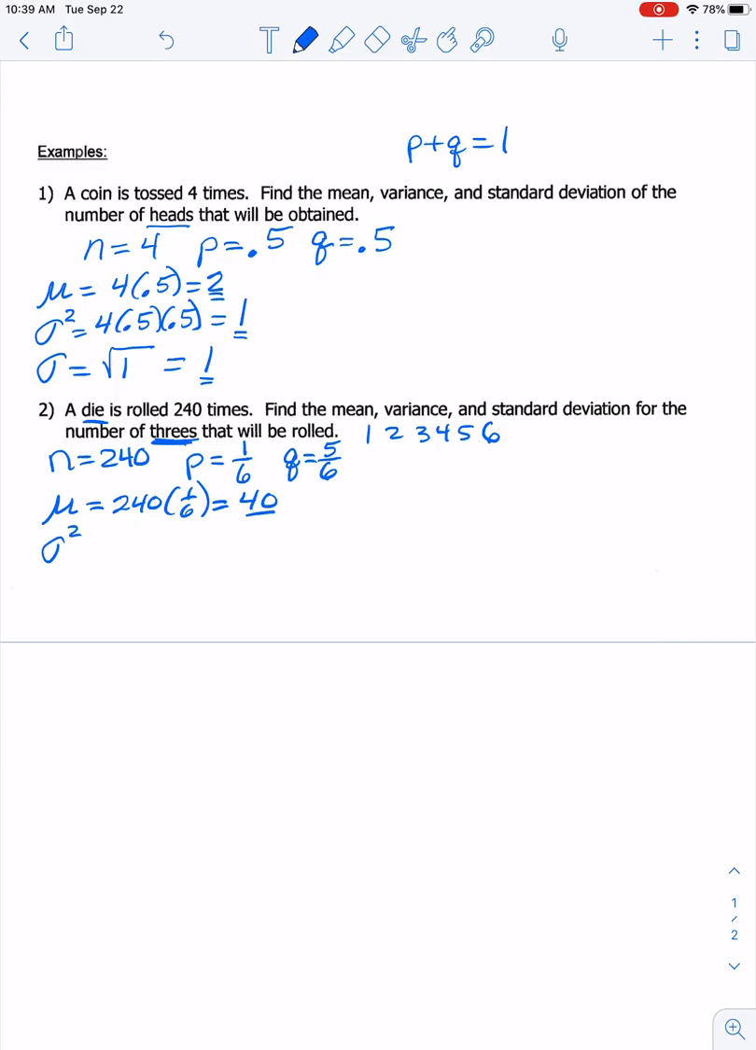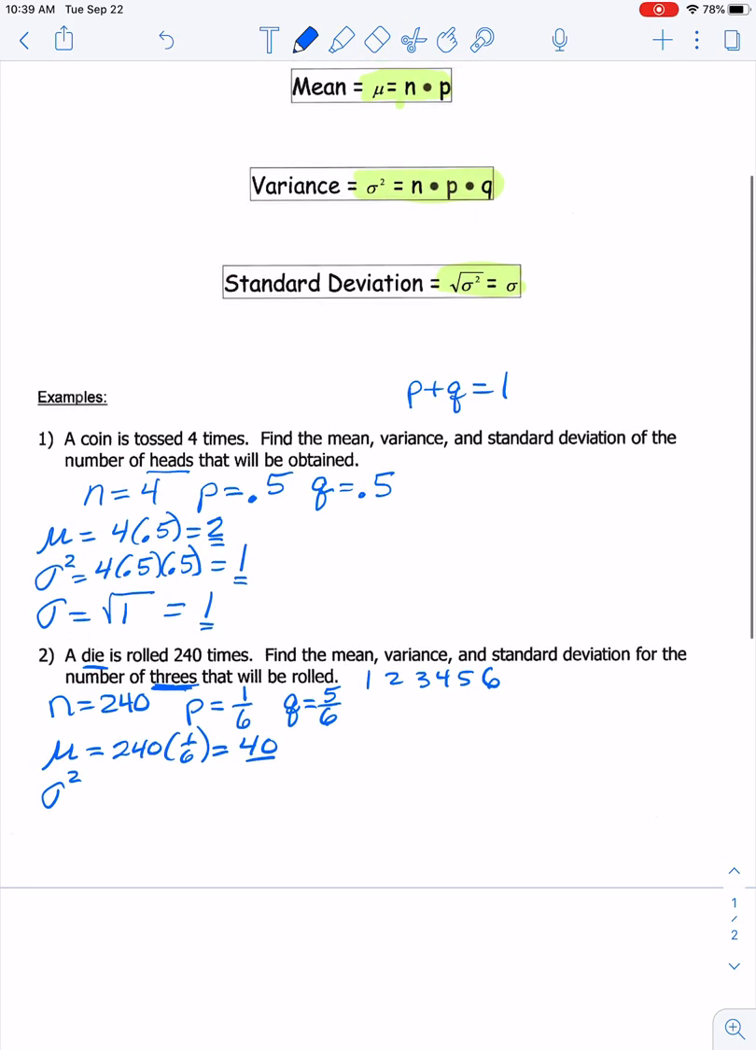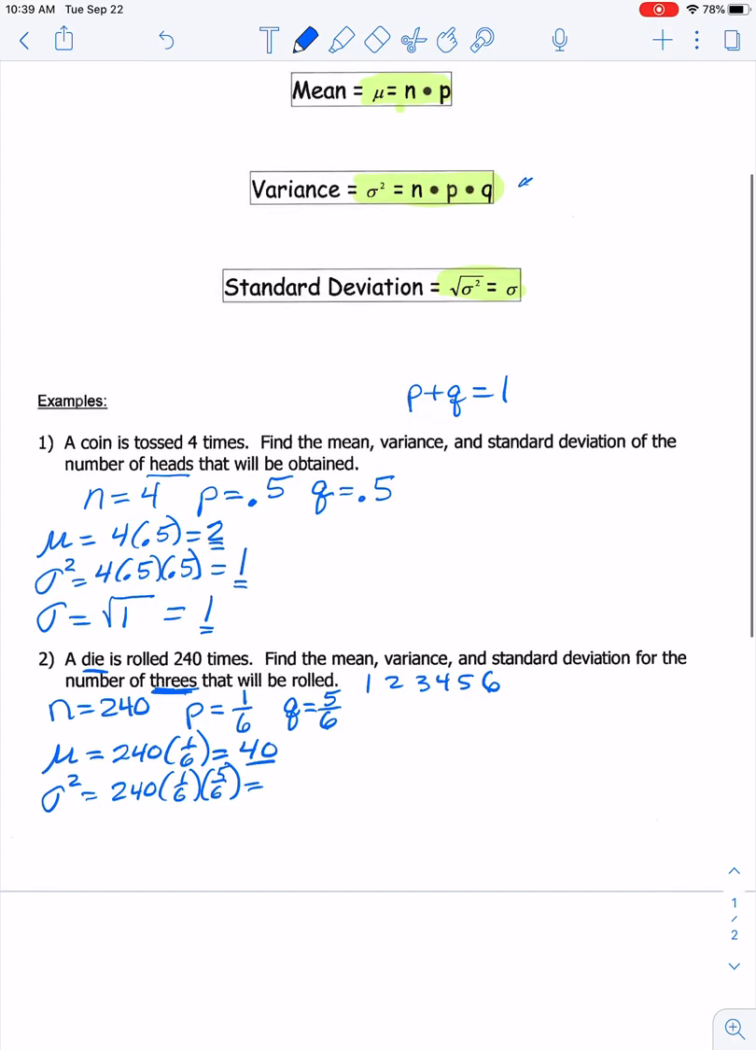The variance, scroll this back so you can see, the variance, we're up here now, is going to be n, 240 times 1/6 times 5/6, or you just take the 40 from the first answer times 5/6 on your calculator. Okay, that should give you around 200 over 6, and that reduces to 100 over 3, which I imagine you're going to prefer me to write 33.3 repeating. All right, so that would be your variance.